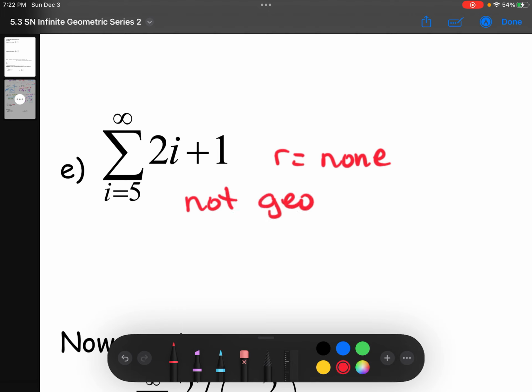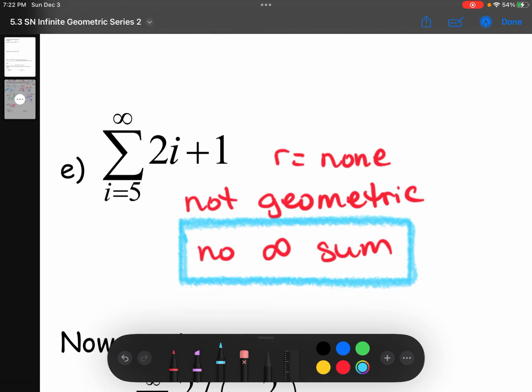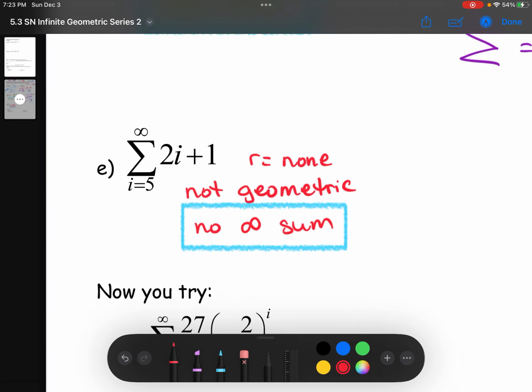This is not geometric. So yeah, this is a little trick question here. This is not geometric, so there is no infinite sum here because it is not geometric. Only geometric series can have a sum of an infinite number of terms. E is actually an arithmetic sequence because it is a linear equation, 2i plus 1. It could have the sum of a specific number of terms, but not an infinite number of terms.